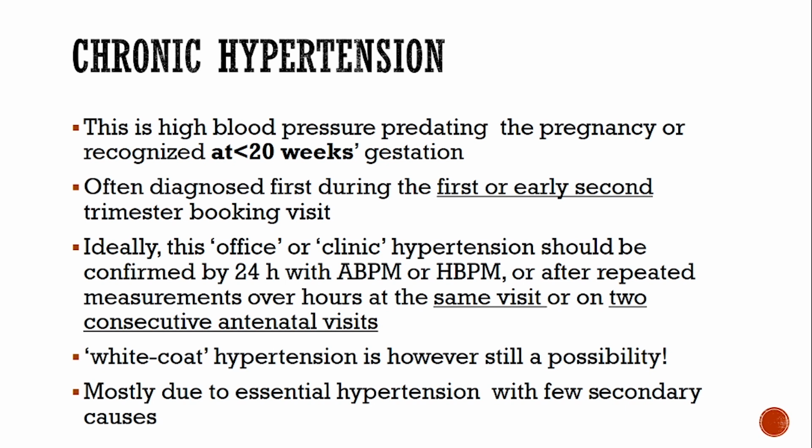Then for chronic hypertension, it's mostly due to essential hypertension, with few of them being secondary. Remember, we said initially that for the essential one, we might not know what is actually causing it, but for the secondary hypertensions, most of them might be due to renal issues.